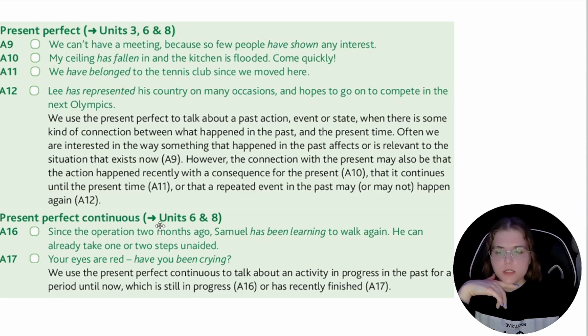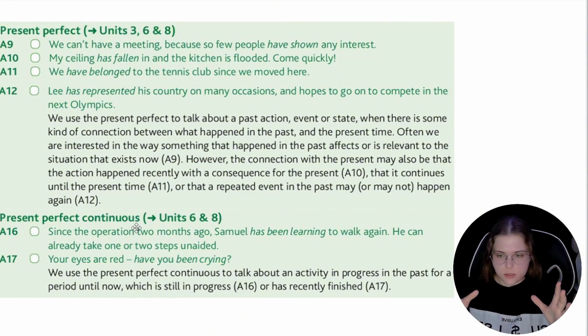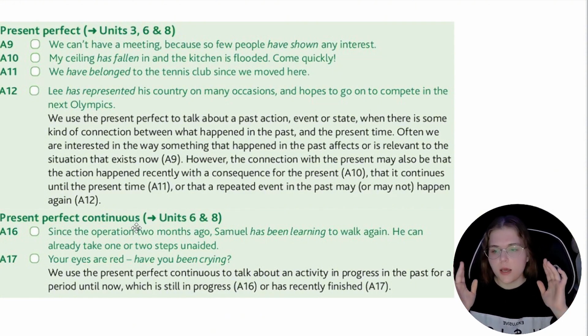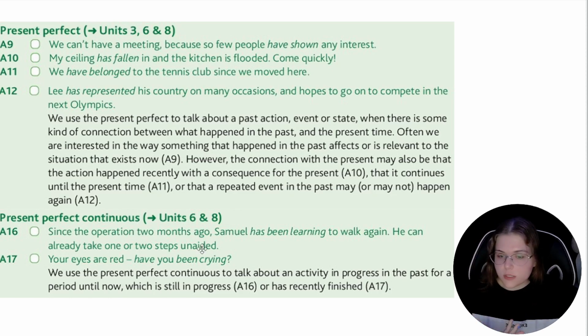Next, present perfect continuous. The main difference between perfect and perfect continuous is the word continuous, which is about a progress. This is something long, a long action, a long event, and in the present perfect continuous, we will often see the duration of the action. We use the present perfect continuous to talk about an activity in progress in the past for a period of time, for a period until now, which is still in progress.